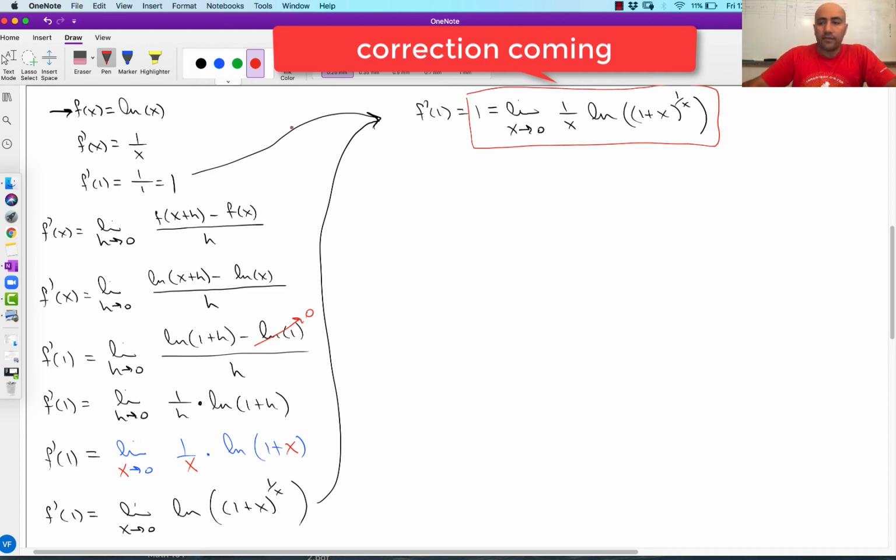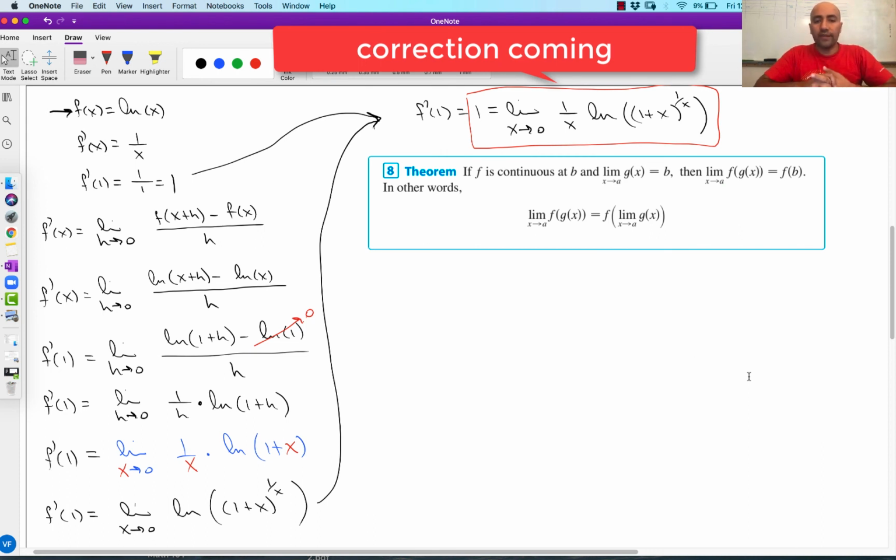Now I'm going to remind you of something way back from limits. Way back in chapter 2, we had this theorem. If f is continuous at b and the limit as x approaches a of g of x equals b, then the limit as x approaches a of f of g of x equals f of b. That can be condensed into this statement here. If we have a composition of functions and we're trying to find the limit as x approaches a of this composition, then what you can do is evaluate the outer function at the limit of the inner function.